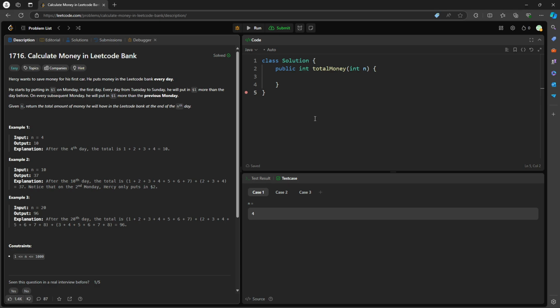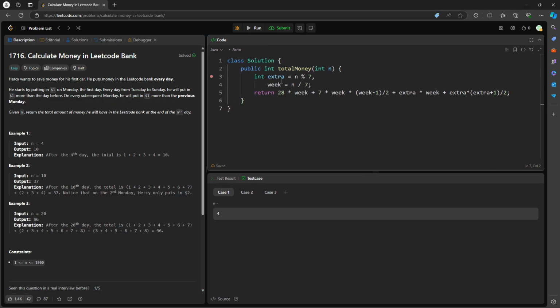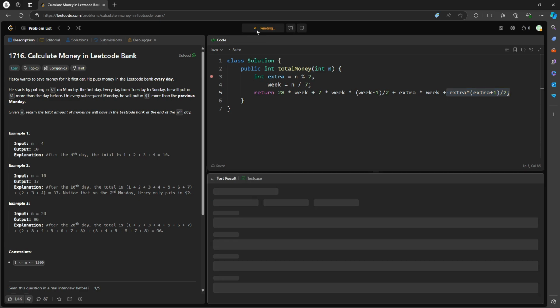Anyway, I'm going to copy paste my solution. So extra represents the column, and weeks represents the actual row, right? So 28 times weeks plus this guy, so you will get this total value. And then from 1 to row minus 1, the n minus 1, this will get you to the n row based on the extra value, and this will get you to the last row value. Basically, it's like this.